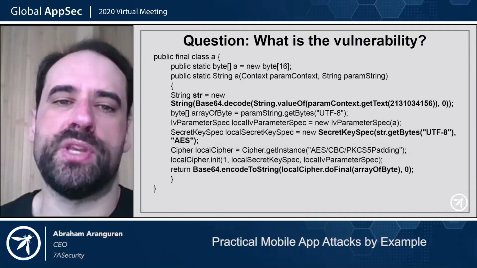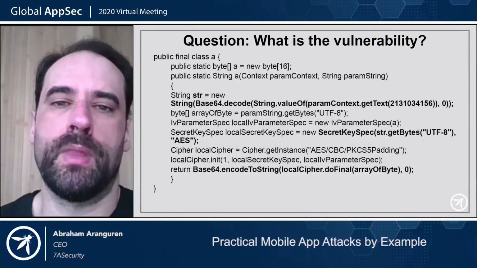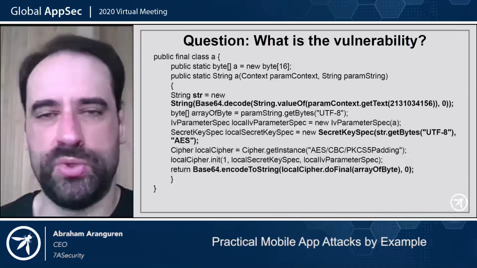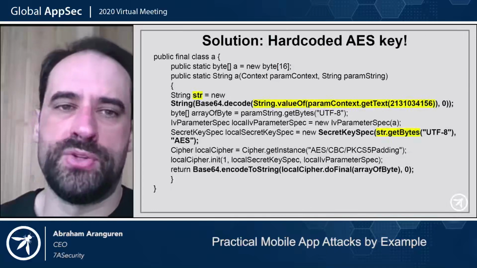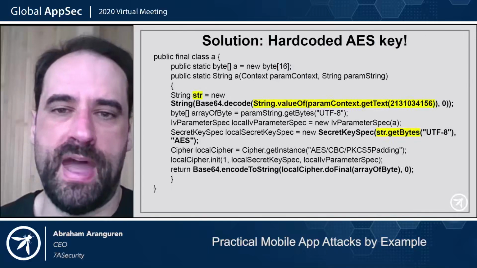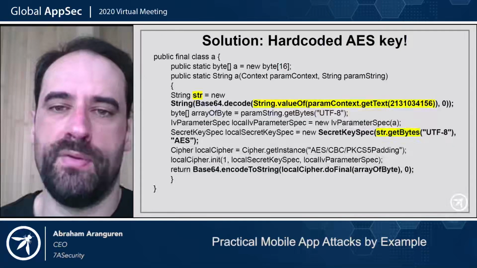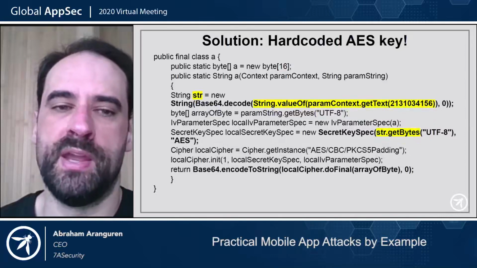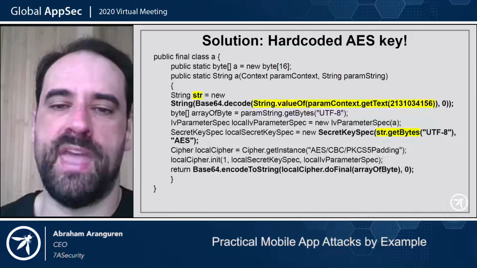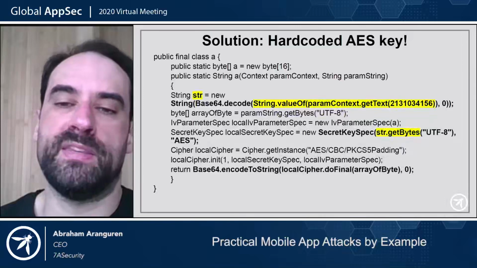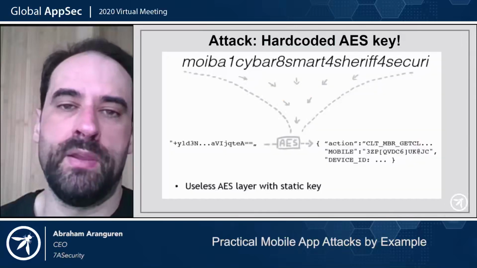So now let's take a look at this, right? Pause the video and try to see what the vulnerability is. And I'm going to jump to the solution now. So here we have another problem, right? We have a base64 decode of some fixed parameter that is hard-coded somewhere, saved into a string, and then here we get the bytes of the string. So basically, this is the AES key that is hard-coded somewhere, right?